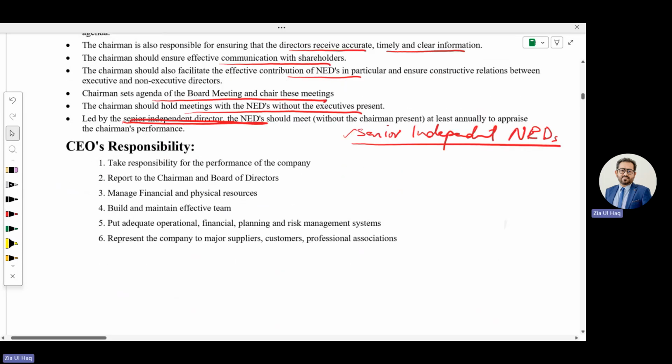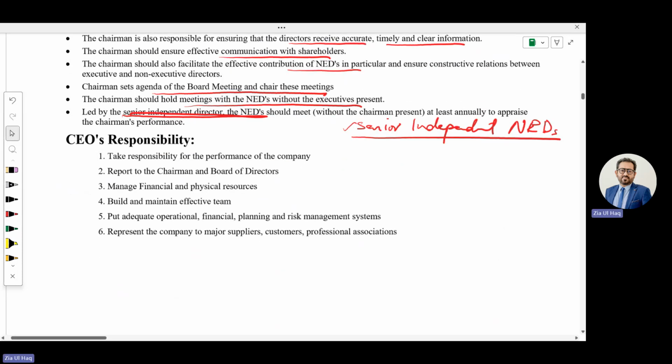What are the roles of CEO? To run the company, meaning take responsibility for the performance of the company. Report his work to the chairman and board of directors. Manage company financial and physical resources, meaning managing assets of the company. Build and maintain an effective team of executive directors.